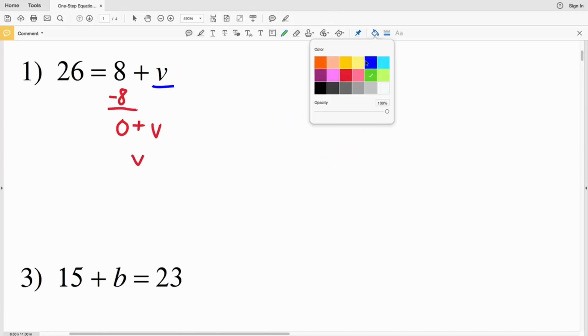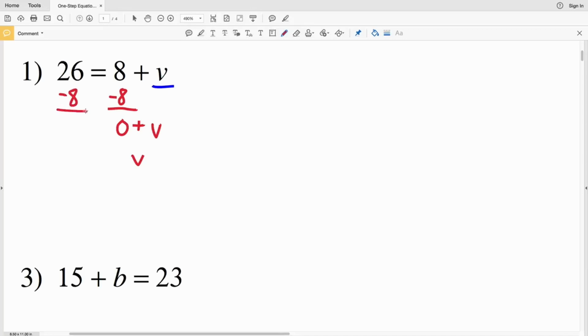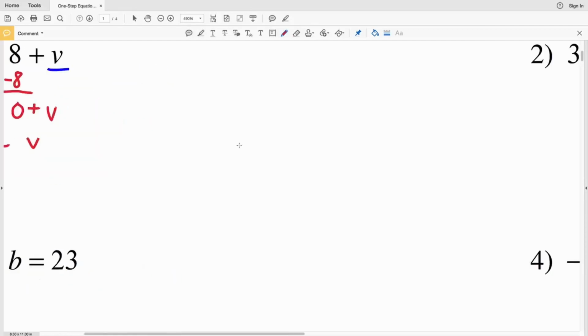So now that we have a little bit more of an understanding of why when we subtract or add or change something on one side of the equation, we have to do the same to the other, let's go ahead and subtract that 8 from the left side of the equation. 26 minus 8 is going to leave us with 18. So we have that 18 is equal to 0 plus v, so 18 is equal to v. And I find it helpful, especially when you're starting out, to keep your equal sign lined up vertically. Let's go on to number 2.